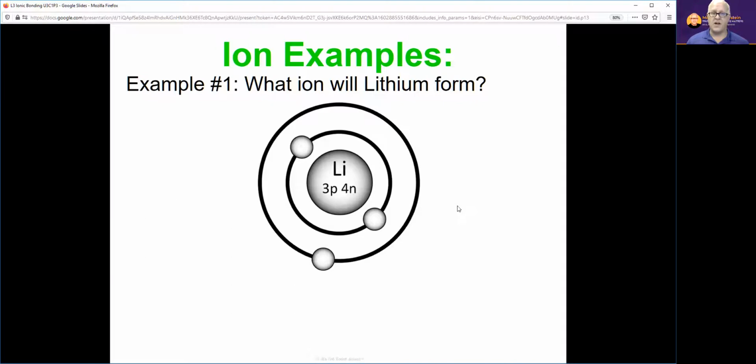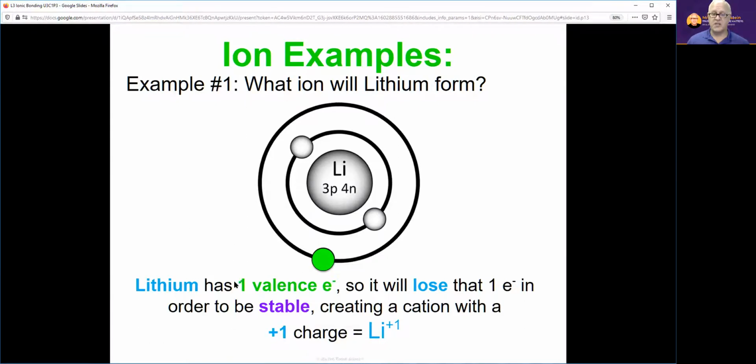Now, what kind of ion will lithium form? Well, lithium has 3 protons, which means it has 3 electrons. It has 1 electron in its valence electron shell. So it's going to be positive. So it's going to have to be a cation. And so lithium has 1 valence electron that it will lose or give away in order to become stable, creating a cation with a +1 charge, also known as lithium +1 in a superscript.